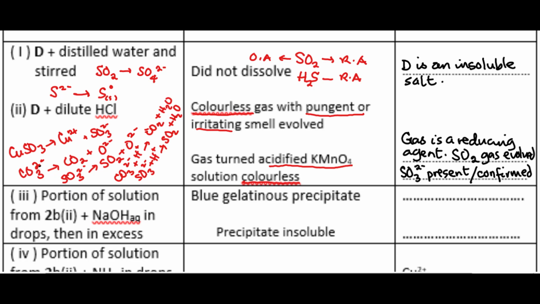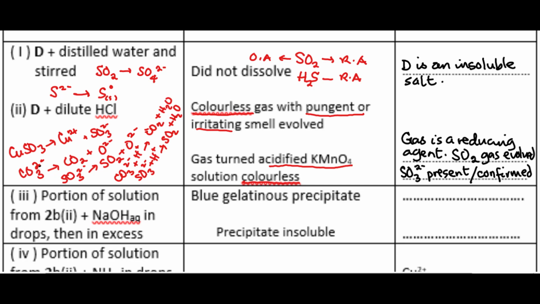This test is a confirmatory test for SO3 2- using acidified KMnO4 solution. SO3 2- is a reducing agent, but CO3 2- is a non-reducing agent. Are we together? Now note that SO2 gas can also form a milky precipitate with lime water, just like CO2. But the only things you would use to distinguish them are, one, the odor and, two, the reaction with acidified KMnO4.